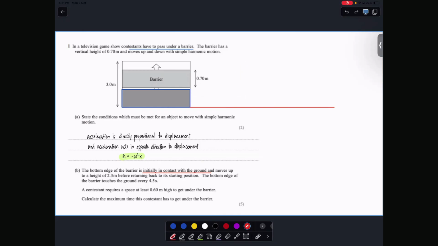Now it's a simple harmonic motion. That means that the motion must follow what? The sine, cosine rule, right? Can you tell me, if the object starts from the bottom, it goes like that, and then it makes its way up to the top.